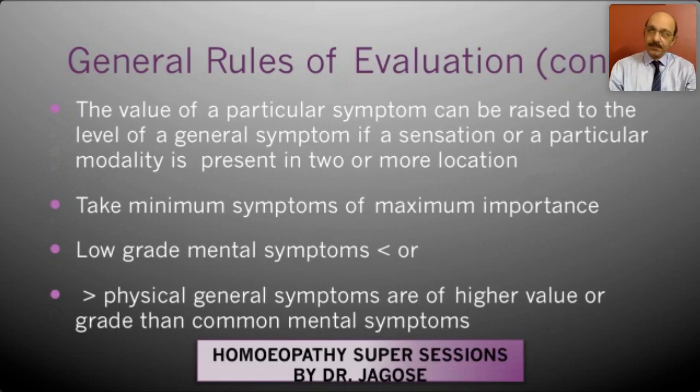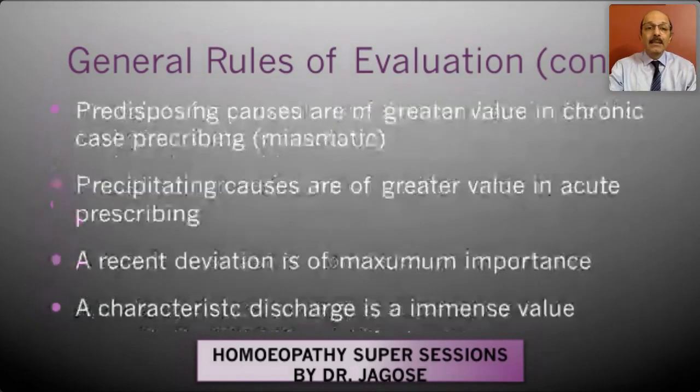Take minimum symptoms of maximum importance. Basically, in evaluation, if you have synthesized the case and have, let's say, 20 symptoms in synthesis, it's not necessary to take all the 20 symptoms. You only take the important symptoms, that is, of maximum importance. You can take at the most 11, 12, 13 or 14 symptoms of maximum importance. Low grade mental symptoms, aggravation or better by physical general symptoms are of higher value or greater than the common mental symptoms.